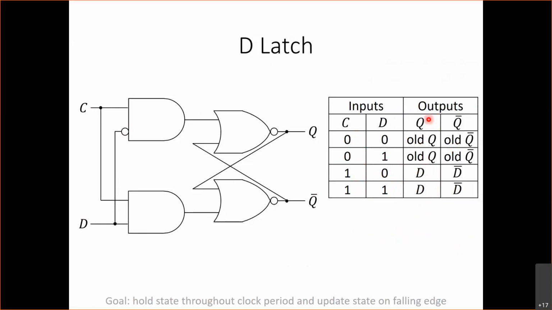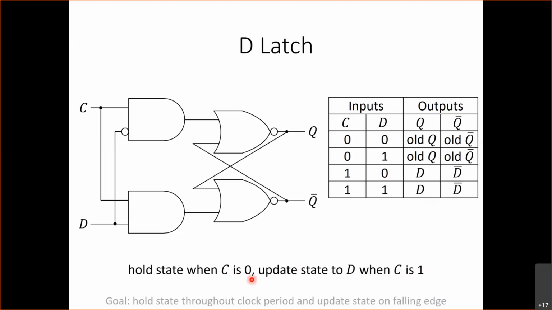When C is 1, Q is equal to D, and not Q is equal to not D. Okay, so now what we have is a circuit that holds its state when C is 0 and updates its state to D when C is 1. You can think of C as a clock, I called it C on purpose to represent a clock. So here we have a circuit that will update state when the clock is 1 and will hold state when the clock is 0.